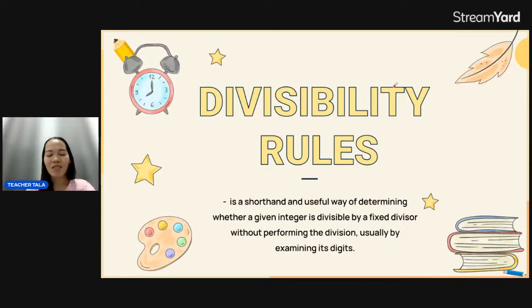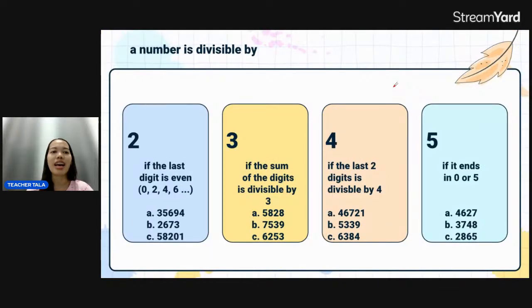Kaya, okay? So, we're going to do any math tricks, any shortcut in solving the numbers. Okay, we have divisibility rules. The first one is a number is divisible by 2 if the last digit is even. So what are the even numbers? We have 0, 2, 4, 6, 8. Yes, even numbers. So the number is even if the last digit is even.